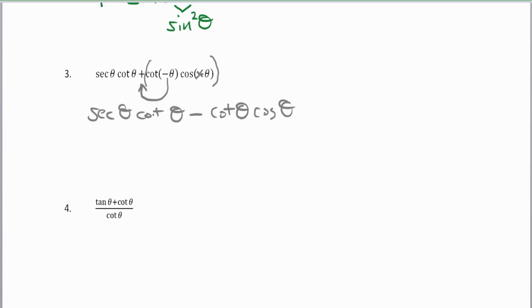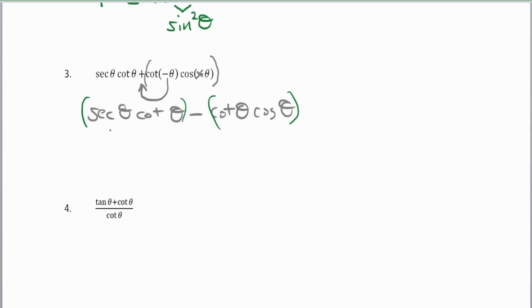And for those of you who think we can just subtract these cotangents, nope. These two get multiplied and these two get multiplied, and then we can do some subtraction. Thanks to order of operations, the subtraction does not go before the multiplication.